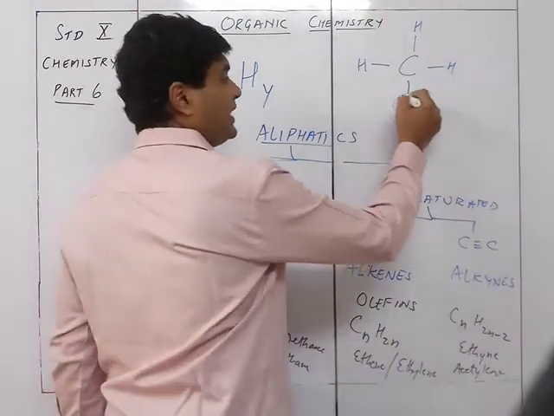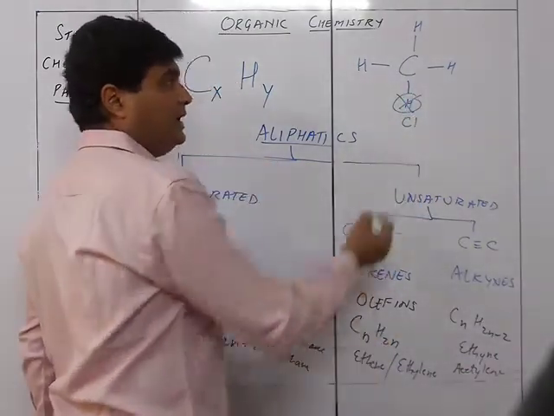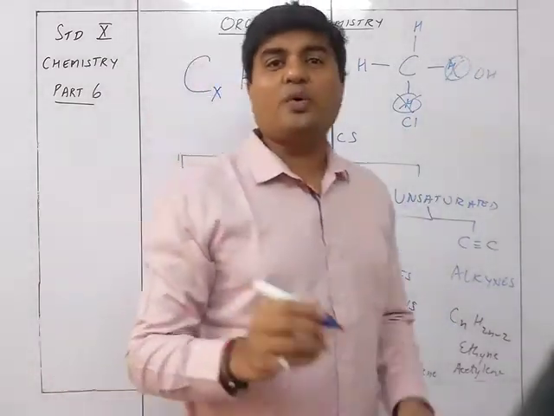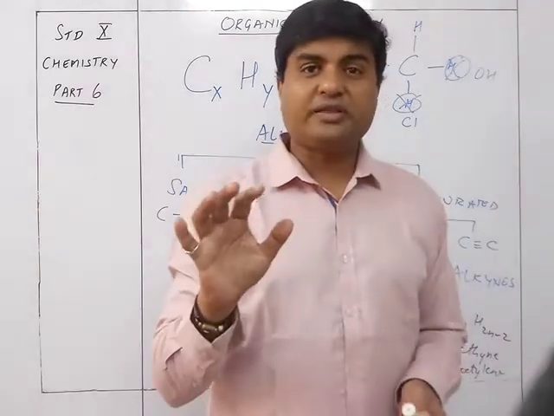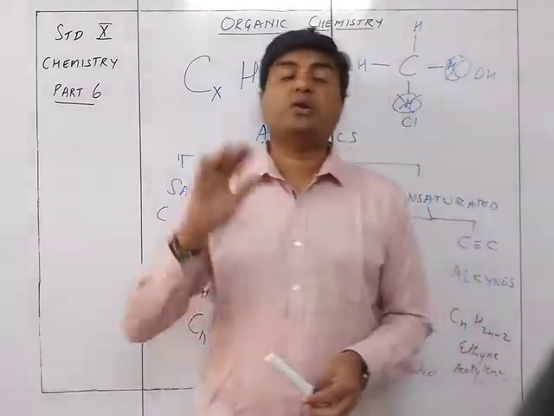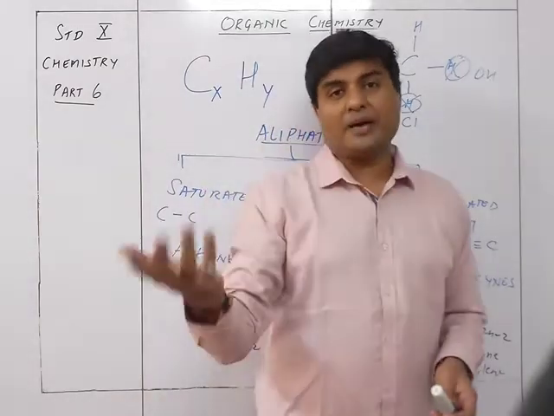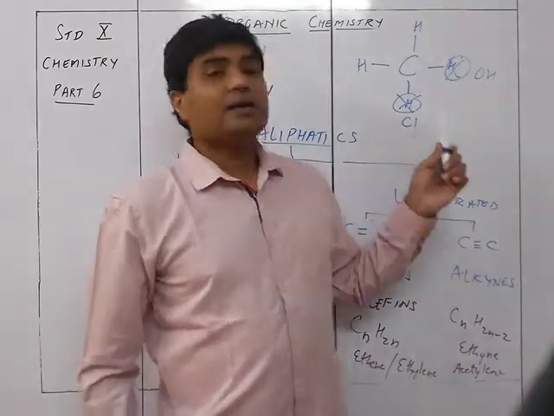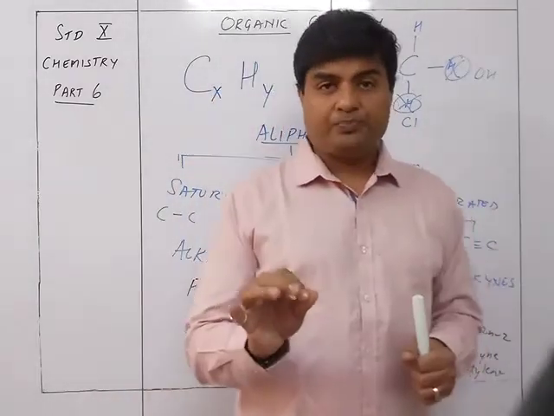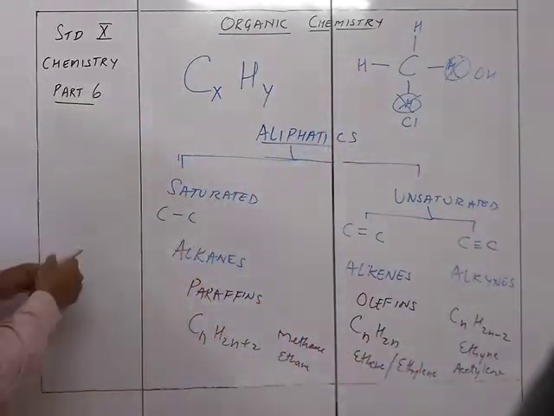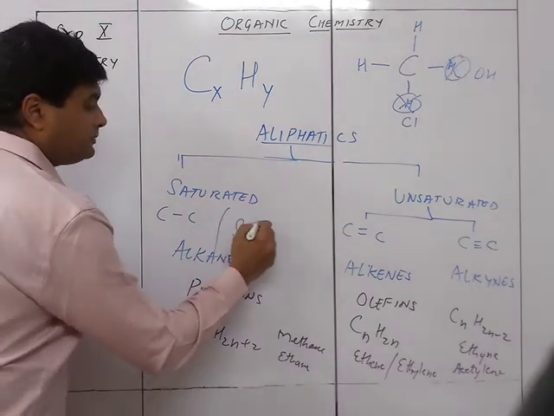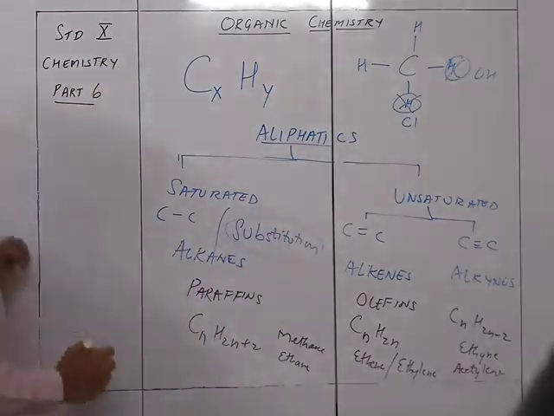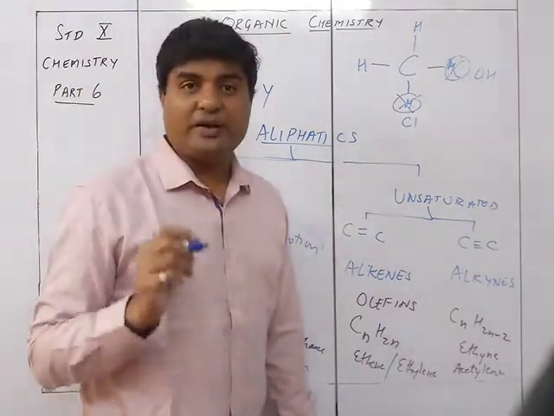So this H will come out and Cl will come in its place, or this H will come out and OH will come in its place. Whatever is going to happen, there will be no addition, but there will be a substitution of a hydrogen atom by some other radical or another kind of atom. So the type of reaction in case of saturated compounds will always be substitution. There would be only substitution reactions taking place in saturated hydrocarbons.